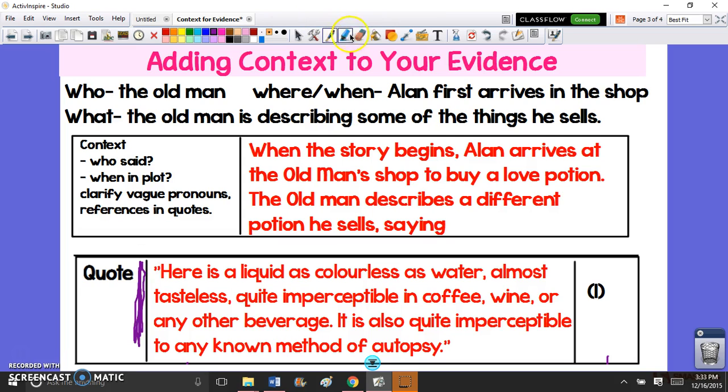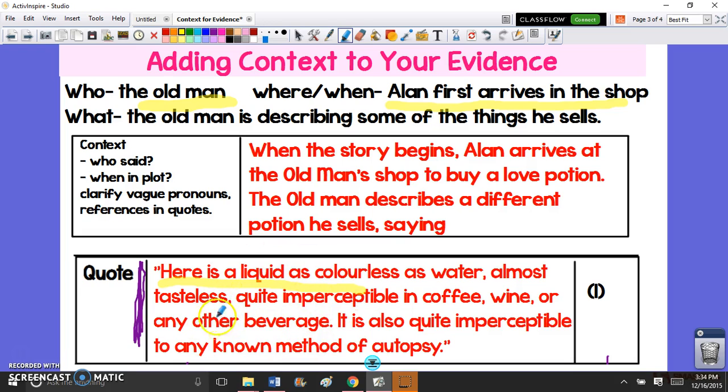All right, so to give context to this quote, the first thing I want to do is figure out who. So when he says, "Here is a liquid as colorless," that is the old man speaking. That's the who. Where and when is this taking place? Well, this is taking place in the old man's apartment or shop, and this is the beginning of the story when Alan has first arrived in the shop.